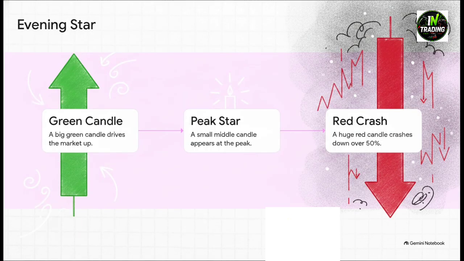And that leads us to the exact opposite of our morning star, the evening star. This tells us the market is getting dark and prices are about to drop. The market is running up strongly, forming a big green candle. It hits a peak, prints a tiny star candle. Then, boom, a massive red candle crashes down, swallowing more than 50% of the original green candle's progress. Night is falling and the bears are taking over.